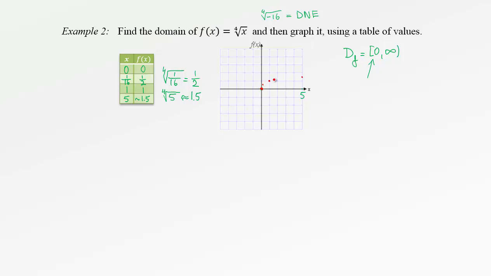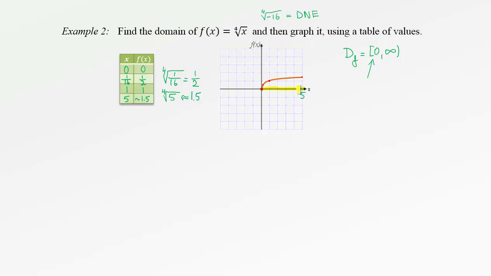Okay, we need to join those points. Let's join nice and smoothly. That's our fourth degree root function, and the domain of this function starts from 0 and goes towards infinity. This is the domain of our function. The range is all positive numbers, so again from 0 to infinity, but we haven't been asked for the range, just the domain.